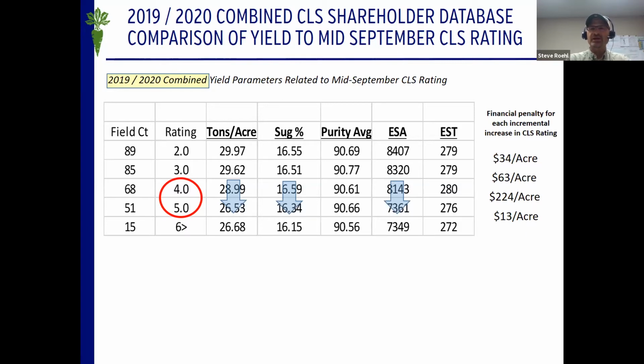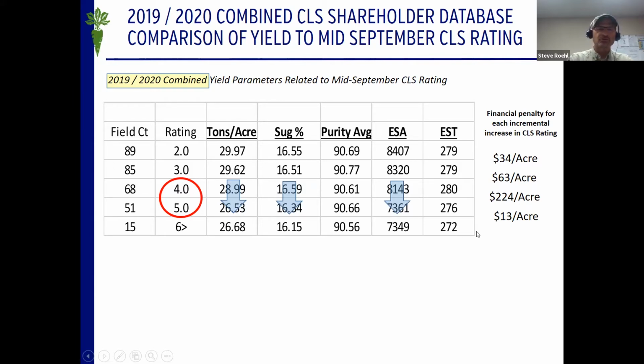And in order to understand how we can control this, we need to understand the disease. So I want to take you back to a slide that I presented in an earlier segment of our series, talking about the financial penalty for each incremental increase in Cercospora leaf spot rating. As I mentioned, even going to a 4, we had up to $63 per acre, plus the 34 is $100 per acre total. But then going from a 4 to a 5 was a $224 penalty in and of itself. So the grand total of going from a Cercospora leaf spot rating of 2 to a 5 was well in excess of $300 per acre penalty.